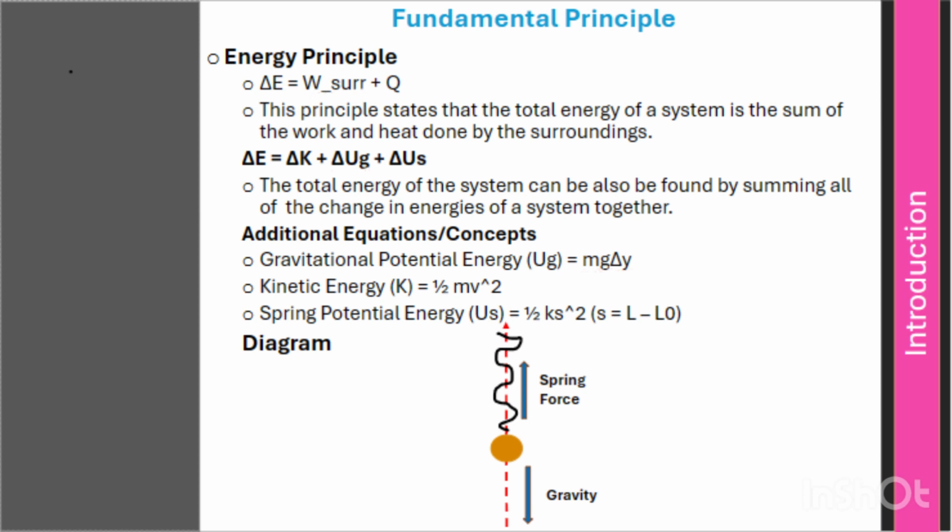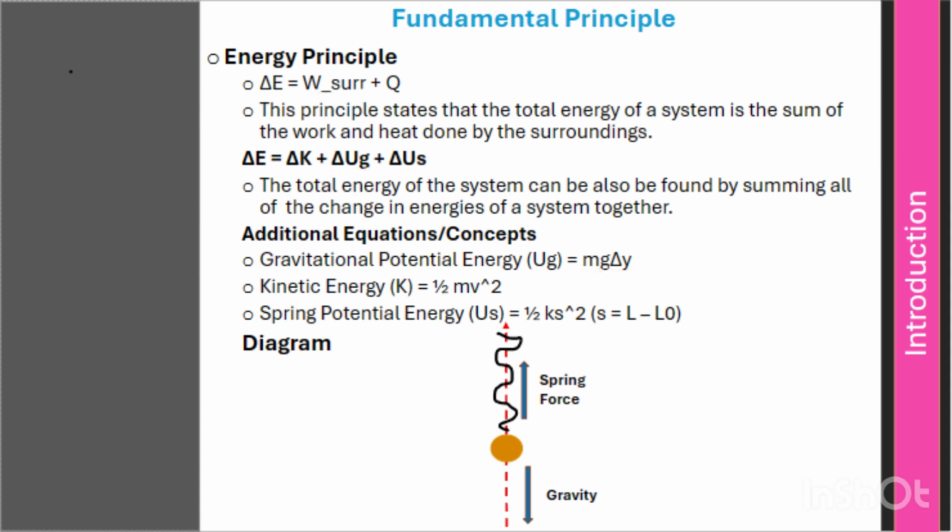This states that the total energy of the system is the sum of the work and heat of its surroundings, but it's also the sum of the change in energies of the system. The energy equations for this experiment are the gravitational potential energy, which is the mass times the acceleration due to gravity and the change in position. Next is the kinetic energy equation, which is 1/2 mass times velocity squared. And last is the spring potential energy, which is 1/2 the spring constant times s squared, s being L minus L naught.